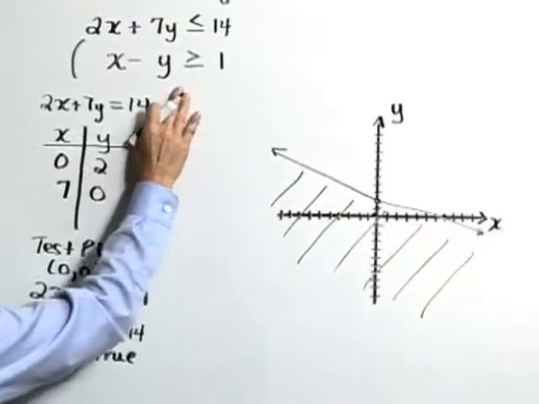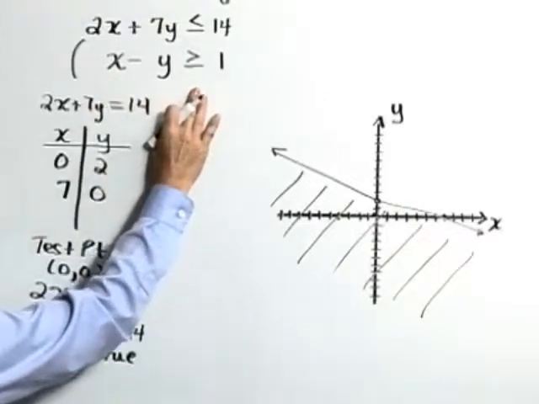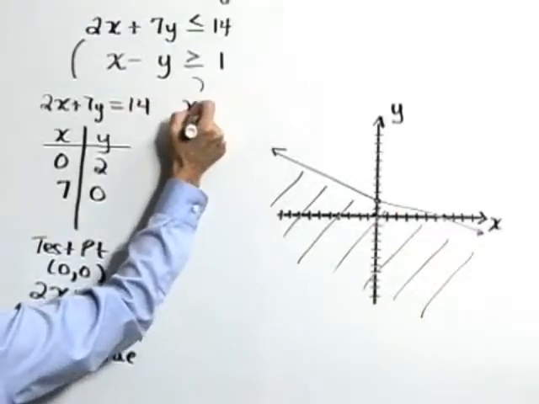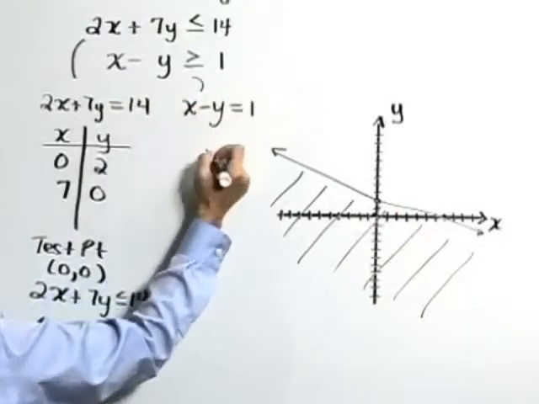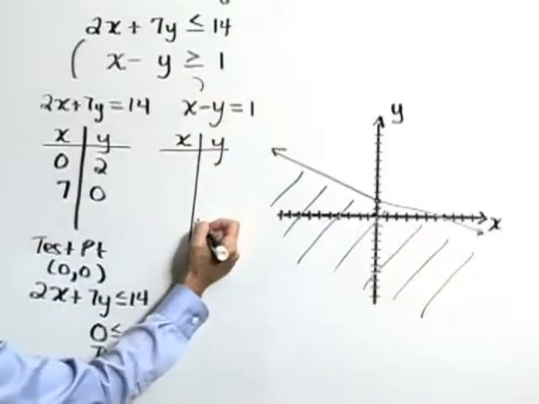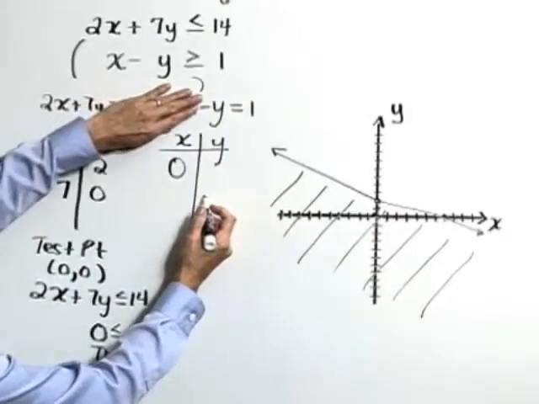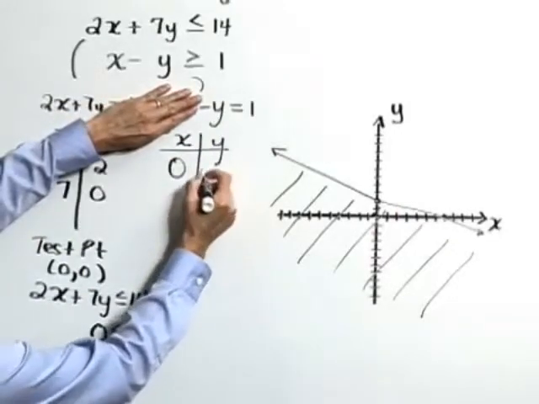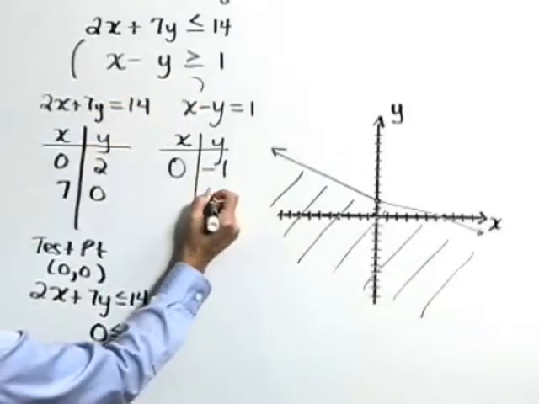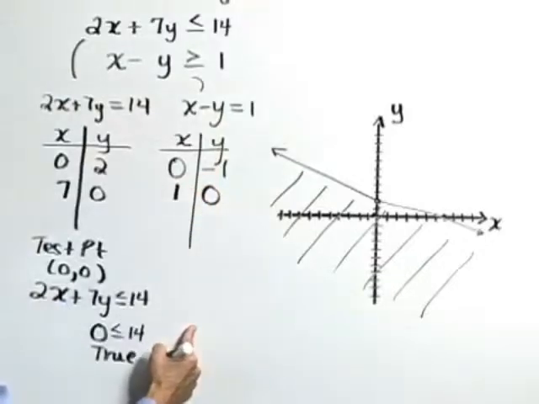Next, let's graph our second inequality. x minus y is greater than or equal to 1, and we'll graph its boundary line, x minus y is equal to 1, using a t-table as well and finding our intercepts. In this equation, if we let x equal 0, then negative y is 1, or y is equal to negative 1. If we let y equal 0, then x is equal to positive 1.